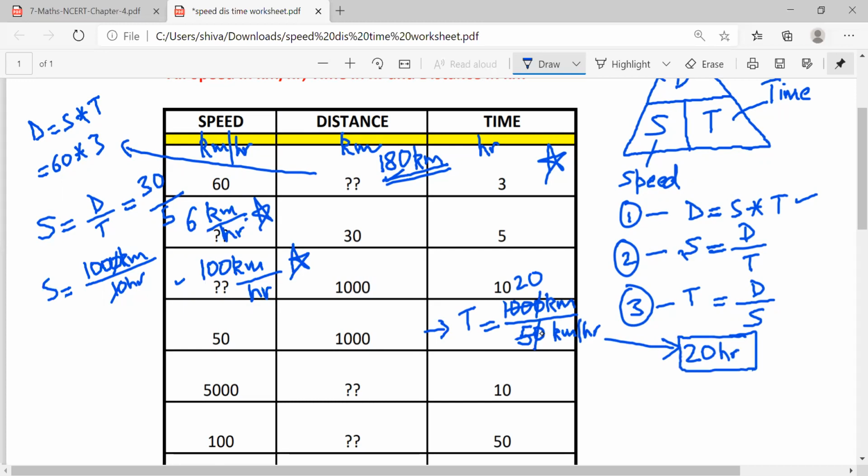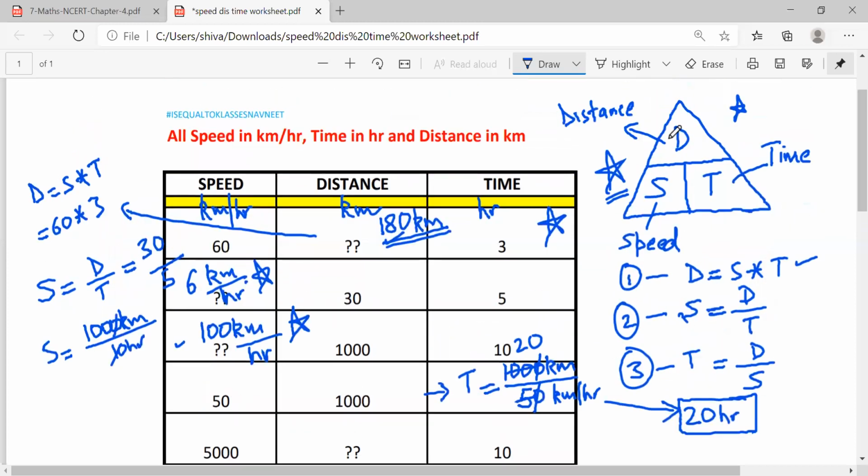Yes. So that is why I have shared this magic triangle with you. Whenever you are doing these distance, speed, time formulas, it is a good idea to make this triangle on the side of the worksheet. It gets easier. So distance is speed into time. Speed is distance upon time. Time is distance upon speed.